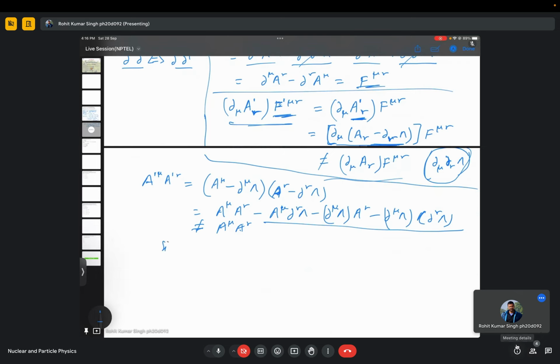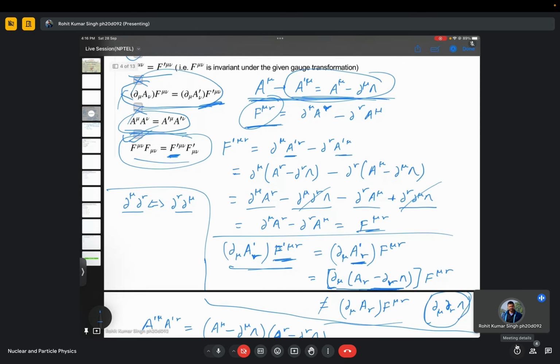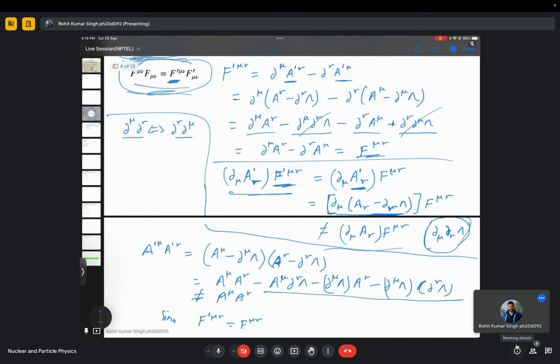So what I'm saying is, since F prime mu nu is equal to F mu nu, if you take the dot product, it will also be equal to F mu nu prime, right? So this is what the last option is.